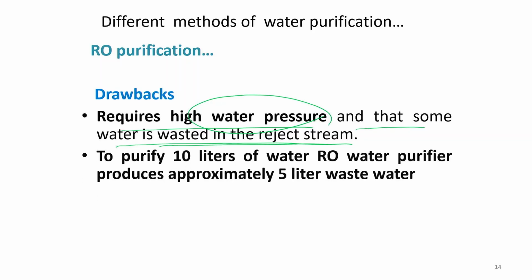For example, to get 10 liters of RO purified water, approximately 5 liters is wasted. That means 50% of the water goes to waste in the rejection stream. That is the main drawback of RO.